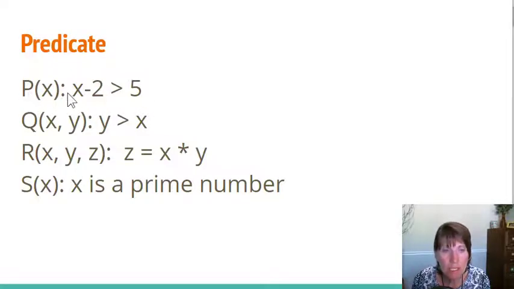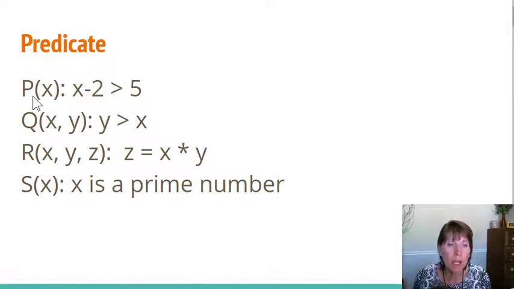So we can't say that X minus 2 is greater than 5 is either true or false because it depends on the value of X that we're using. And that's what makes it not a proposition. It's a predicate. It's a function that is either true or false based on the variable itself.